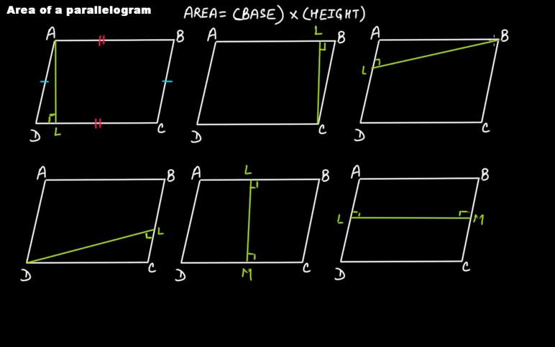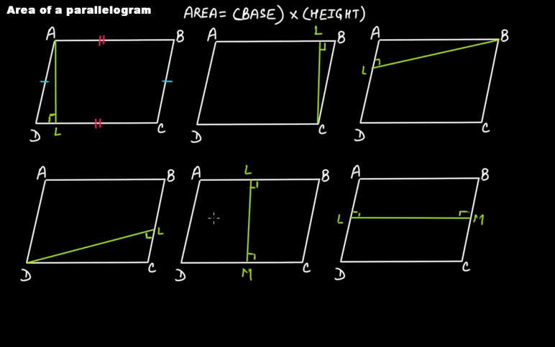Similarly, in this case, we have drawn the perpendicular from vertex B on this line AD. So AD becomes the base and this BL is the altitude or the height. So in this case, area becomes AD times BL. Similarly here, we have drawn a perpendicular from vertex D to the side CB. Therefore, if you know the size of CB and the measurement of this DL, then area becomes base, that is BC, times height, that is DL.